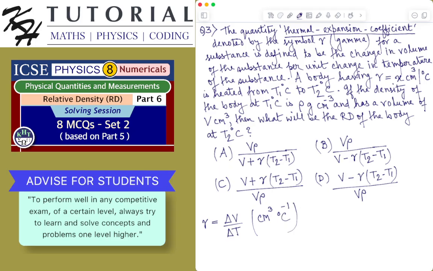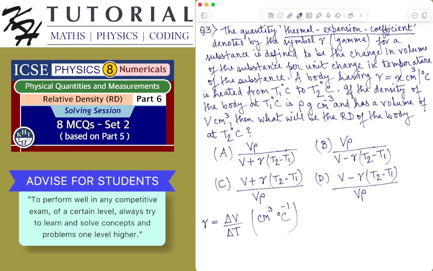It is given a body having gamma x centimeter cube per degree Celsius, which means that for 1 degree Celsius change in temperature, the change in volume is x centimeter cube. So a body having gamma x centimeter cube per degree Celsius is heated from T1 degree centigrade to T2 degree centigrade. If the density of the body at T1 degree centigrade is sigma gram per centimeter cube and has a volume of V centimeter cube, then what will be the relative density of the body at T2 degree centigrade?